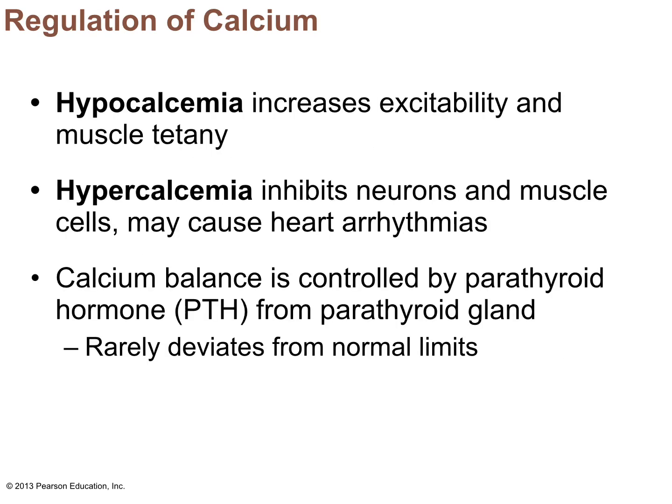Now, if we have hypocalcemia, what does that mean? Low calcium in the blood. That's going to increase excitability and cause muscle tetany, which is that sustained contraction of the muscle. If we have hypercalcemia, too much calcium in the blood, it's going to inhibit the neurons and muscle cells, and this can lead to heart arrhythmias.